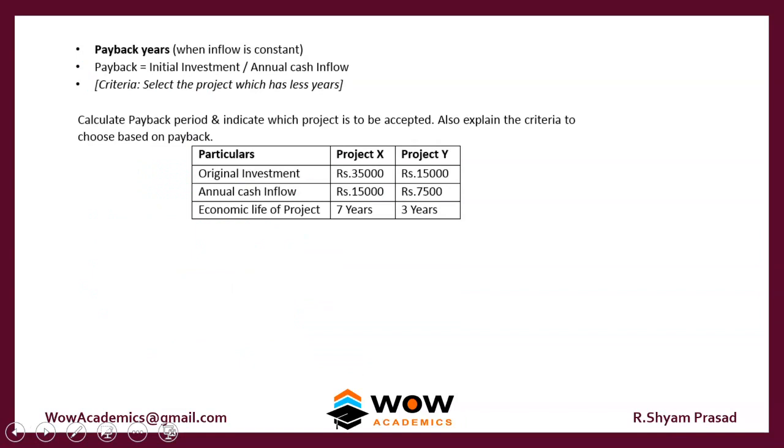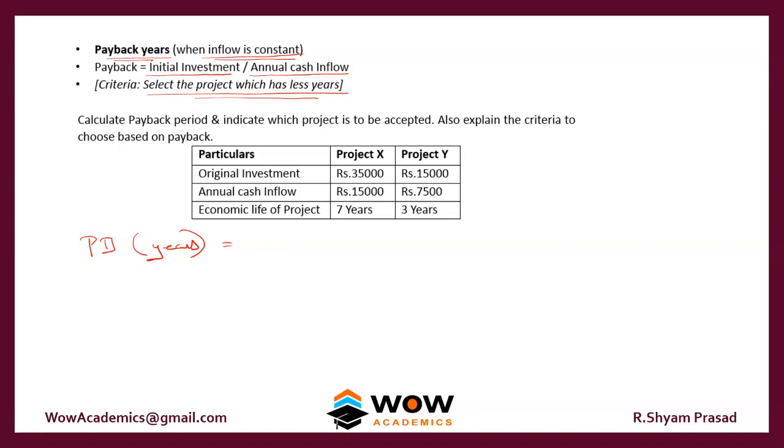So we'll start with the payback method. So we'll see how this works. So this is the first. In payback method, there are two ways to do it. So the first method is when cash inflows are constant, then you can use this method. So the formula works like this: payback equals initial investment divided by annual cash flow. So the answer that you will get is payback in years. That's what the answer refers to. Okay. So the selection criteria is select the project which has the fewer years. Okay. So the lower the better.